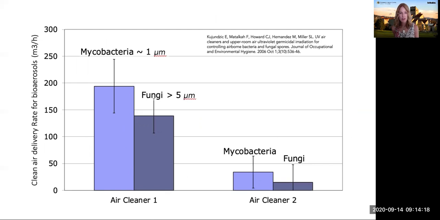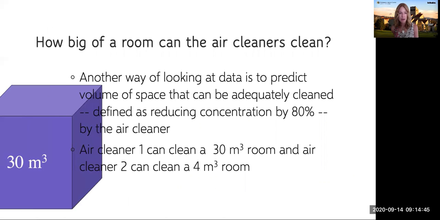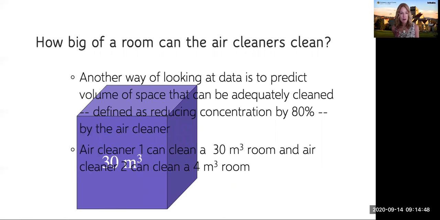If you were treating fungi with quite a large aerodynamic diameter of 5 microns, or a smaller mycobacteria of about 1 micron, the clean air delivery rate for these two bioaerosols was statistically significantly similar for both Air Cleaner 1 and Air Cleaner 2. But Air Cleaner 2 had a much lower clean air delivery rate. What that means is Air Cleaner 1, with the higher clean air delivery rate, can clean a 30 cubic meter room, but Air Cleaner 2 can only clean a 4 cubic meter room.